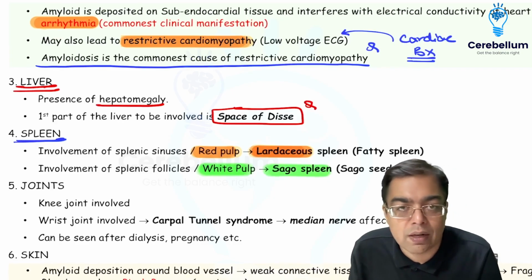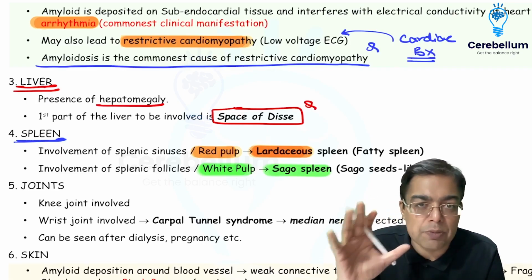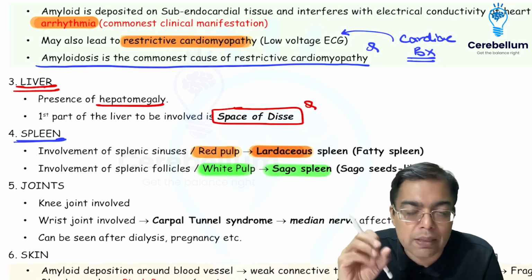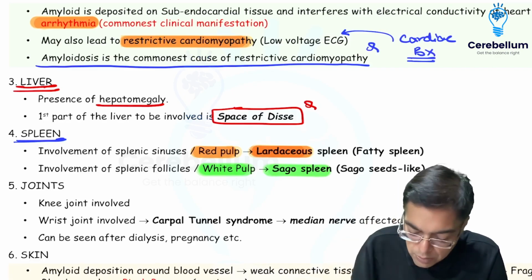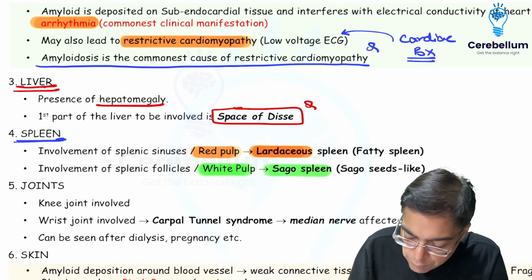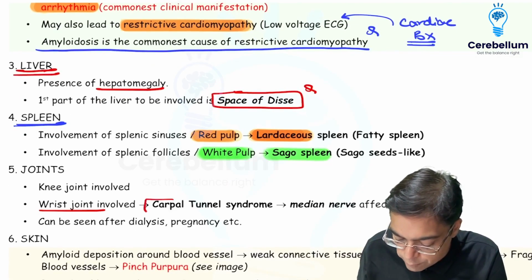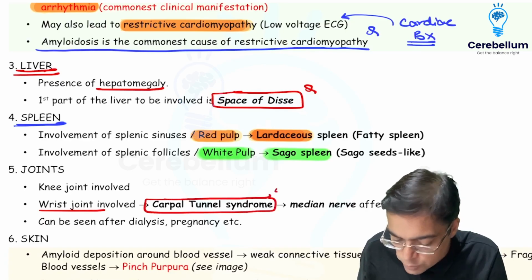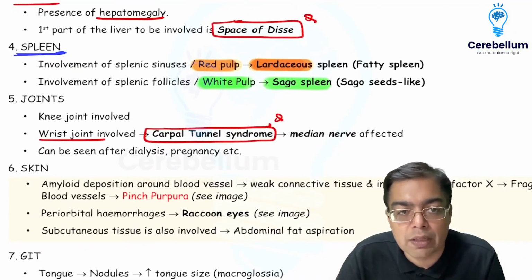So as we discussed, red, which is called lal in Hindi, lardaceous, that's a big fatty spleen. And when you're talking about white spleen, that is associated with a millet-like appearance. So that's given the name of a sago spleen. Joint involvement can be seen in the form of knee joint involvement or wrist joint involvement. Wrist joint involvement is responsible for causing carpal tunnel syndrome. Of course, it is known to you that the nerve entrapment which can take place over here is going to affect the median nerve.